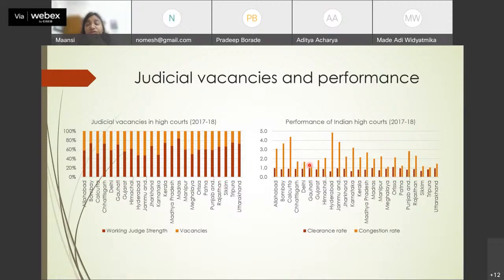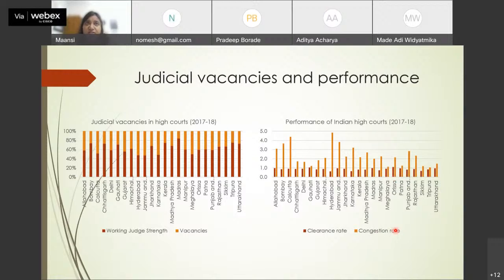Coming to the performance of high courts, we've represented the performance currently in 2 terms, clearance rate and congestion rate. Clearance rate, as we said, we need high clearance rates to clear at least a portion of the backlog. However, we'll see that most of them do not have very high clearance rates. In fact, only 2 courts had clearance rates above 1, that was Guwahati and Orissa.